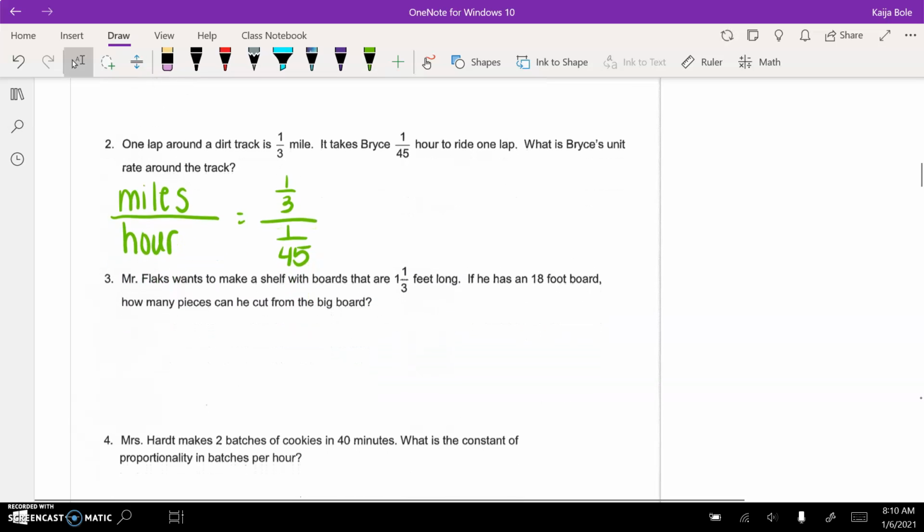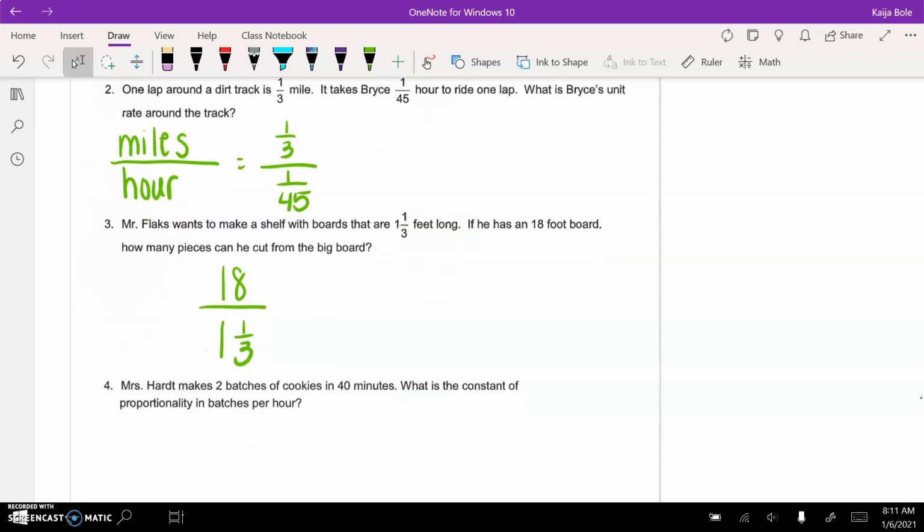All right, and number 3, Mr. Flax wants to make a shelf with boards that are 1 1/3 feet long. If he has an 18-foot board, how many pieces can he cut from the big board? Okay, this one, don't overthink it, right? Imagine you have all this wood and you have to cut it into certain lengths. Well, that means you're taking the amount of wood that you had and you're dividing it into how long each piece would be. So the 1 and 1/3. Sometimes it's not even as hard as you think it might be. Okay, and then that's all I'll do for now.